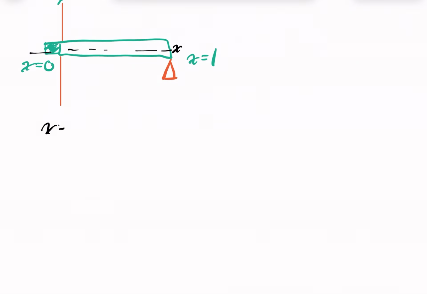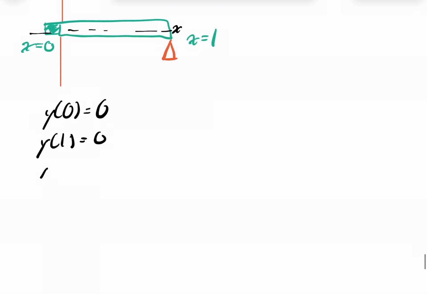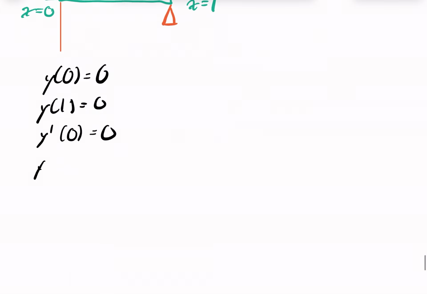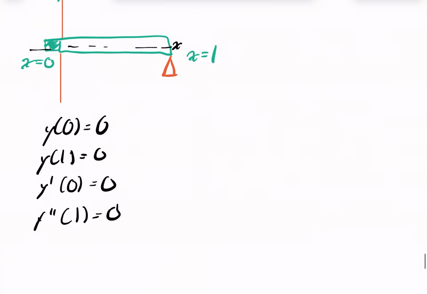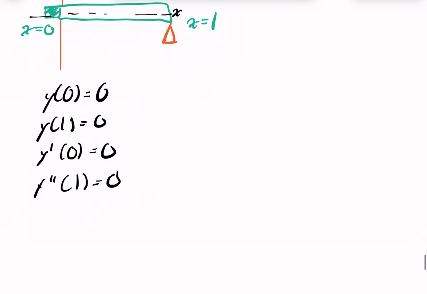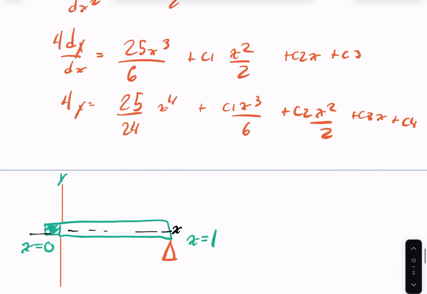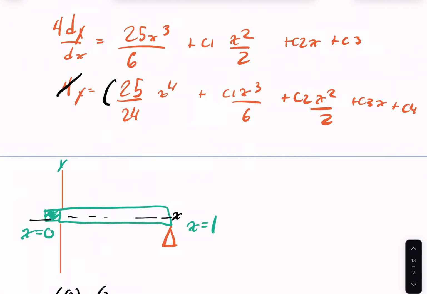And so we can come to a few different conclusions. So let me write this down. Okay, so y at 0 equals 0, y at 1 equals 0, y prime at 0 equals 0, and y double prime at 1 equals 0. It's not moving at all, right? Okay, so we have this, I'll cancel this and make this 1 over 4.